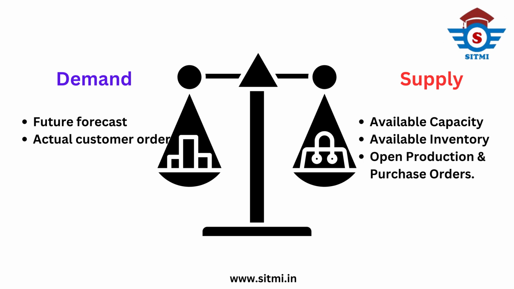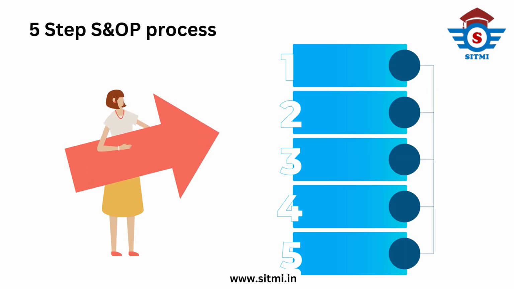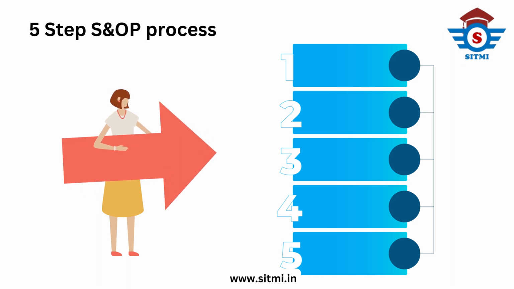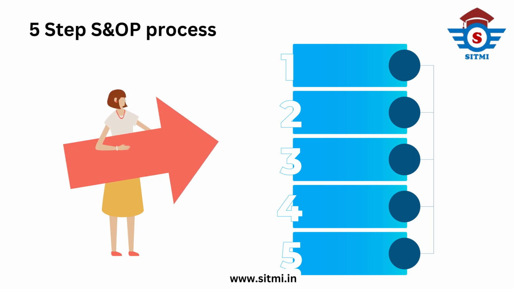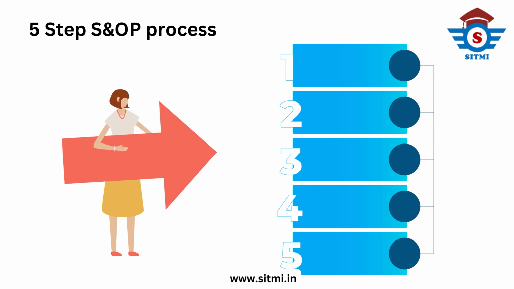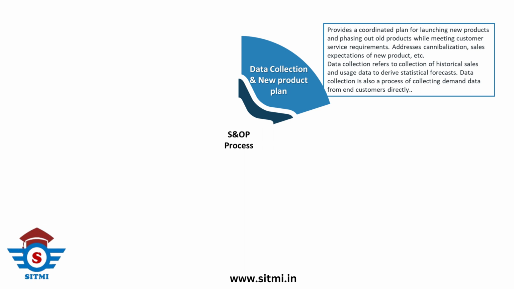Now a typical S&OP process consists of 5 different steps in its end-to-end cycle. These 5 steps in the S&OP process are very important to be interlinked with each other. Now let's talk about each process in detail. The first step in S&OP is data collection and new product planning.